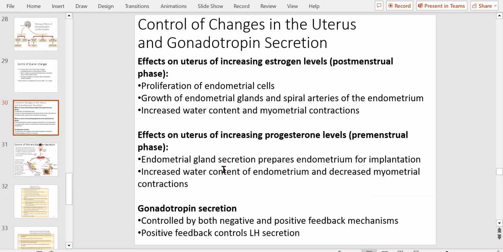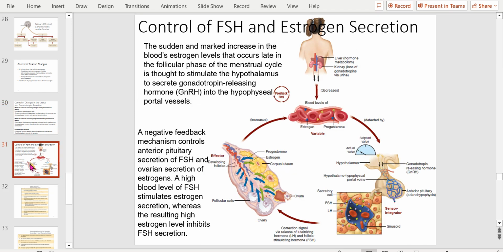Gonadotropin secretions are controlled by both negative and positive feedback mechanisms, as we mentioned earlier. Positive feedback controls luteinizing hormone secretions. Good. Go back to that video for sure.